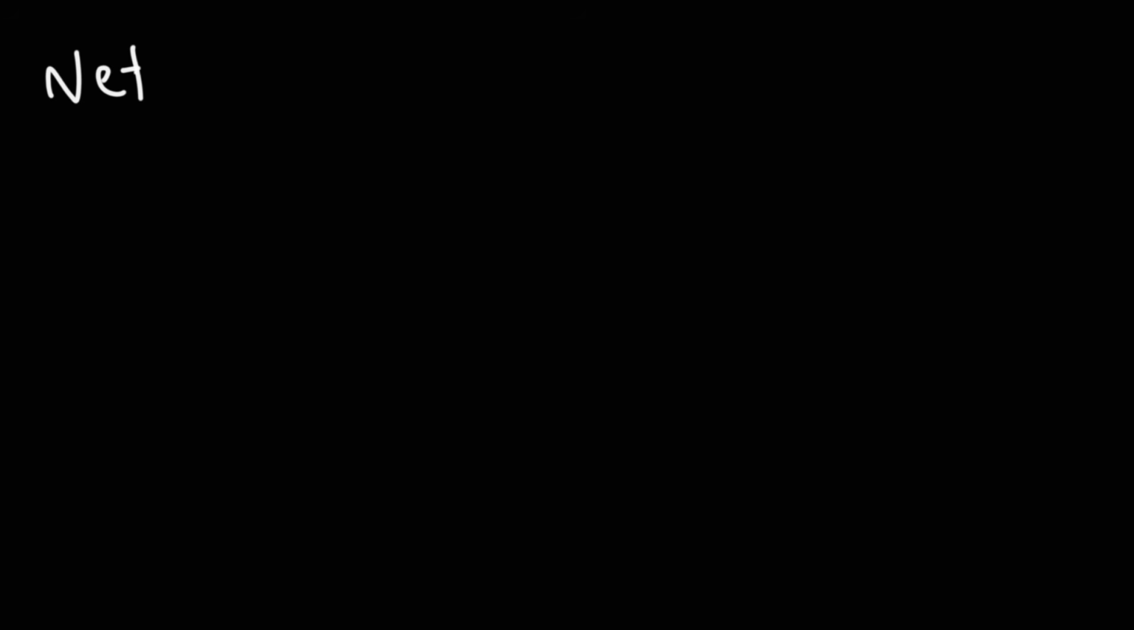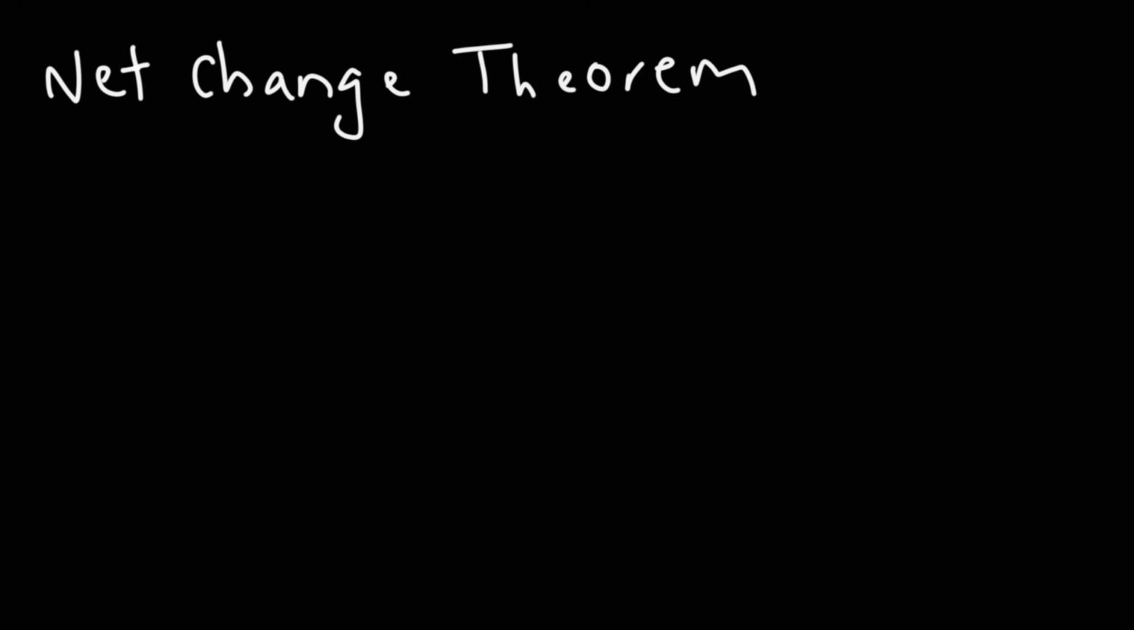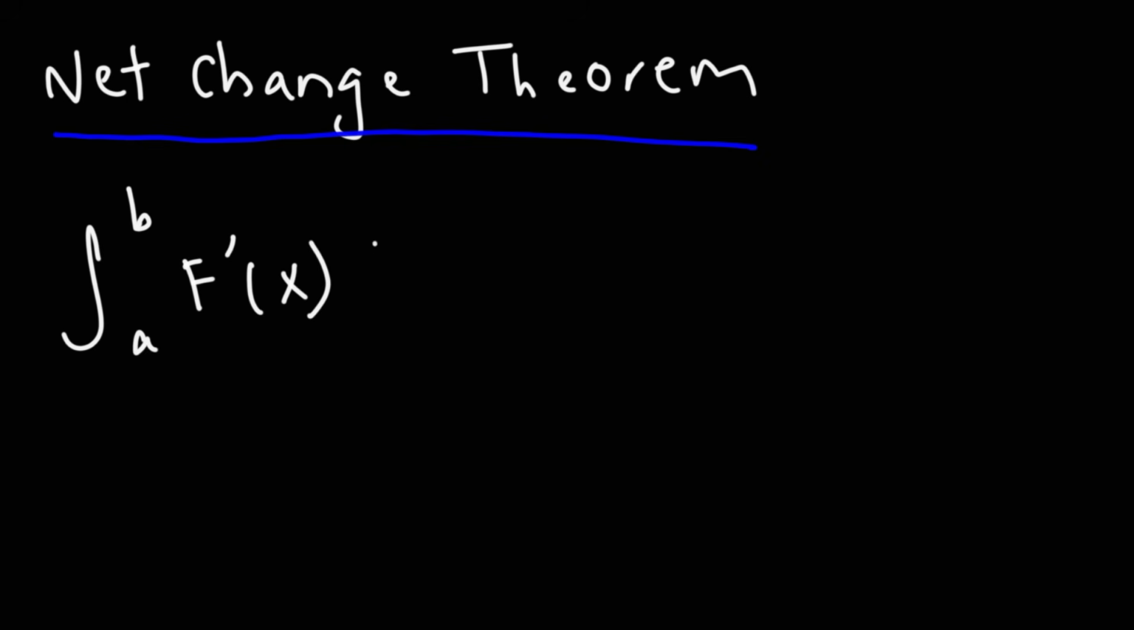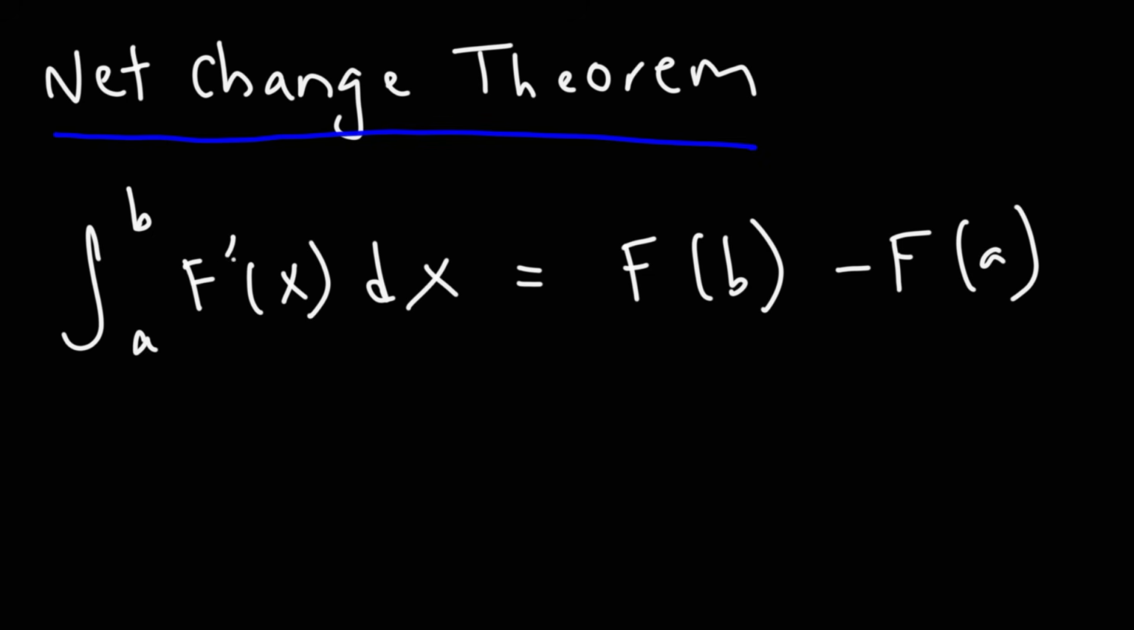Now, the next topic is something called the net change theorem. It looks very similar to part 2 of FTC, the fundamental theorem of calculus. The integral of the derivative of capital F is going to be F of b minus F of a. That's the net change theorem. The difference from FTC part 2 is that this would be just lowercase f as opposed to the derivative of capital F.